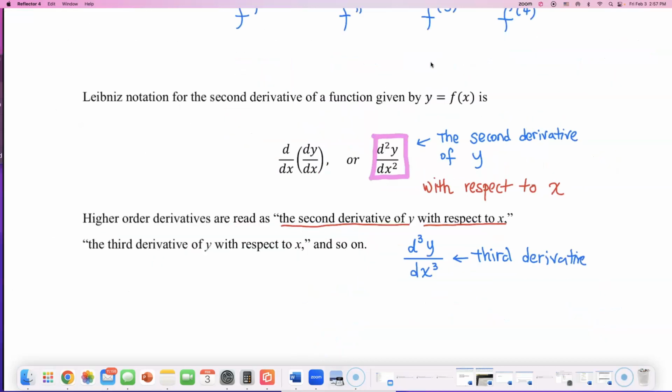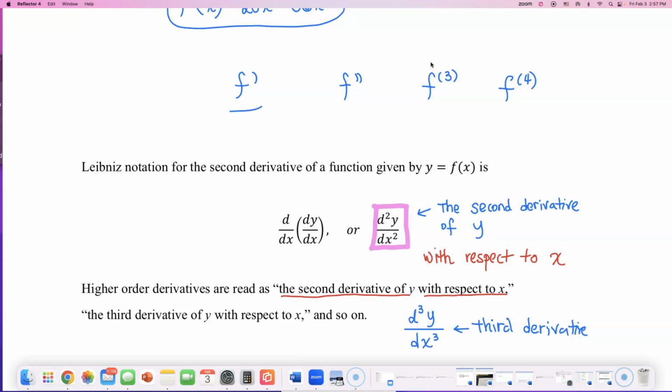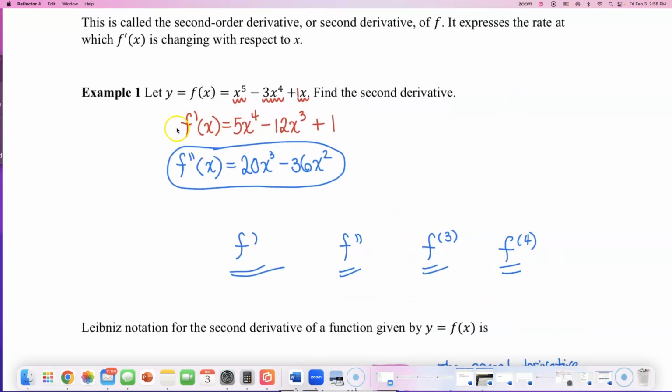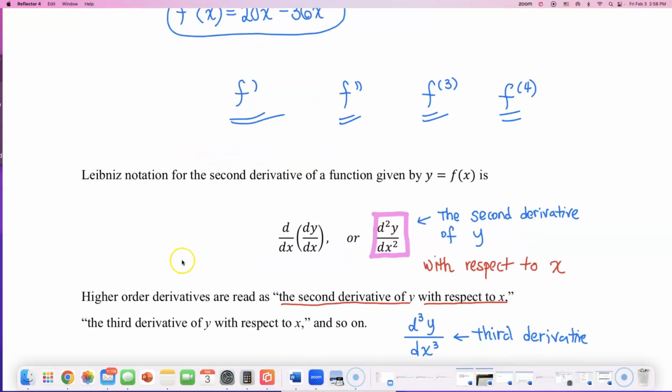I like to keep my prime notation. I'm probably going to just stick to these ones, okay? But if you see problems that are using this different way of writing the higher order derivative, we're still doing the same thing. We're just keep on finding the derivative of the derivative and just going down, okay?